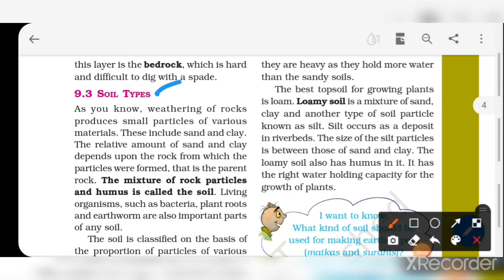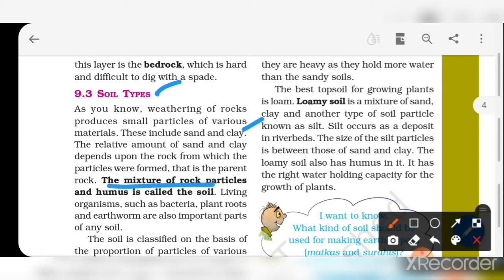As you know, the weathering of the rocks produces small particles of various materials. These include the sand and clay. The relative amount of sand and clay depends upon the rock from which the particles were formed, that is the parent rocks. सैंड और क्ले किस पर डिपेंड कर रहे हैं कि द टाइप्स ऑफ द रॉक्स, उसके ऊपर ये डिपेंड कर रहा है. ओके, द मिक्सचर ऑफ द रॉक पार्टिकल्स एंड द ह्यूमस इज कॉल्ड द सोइल.